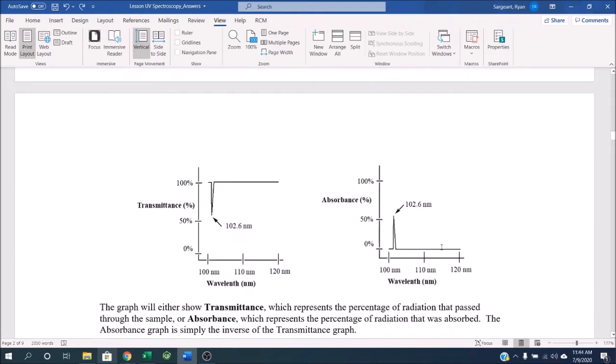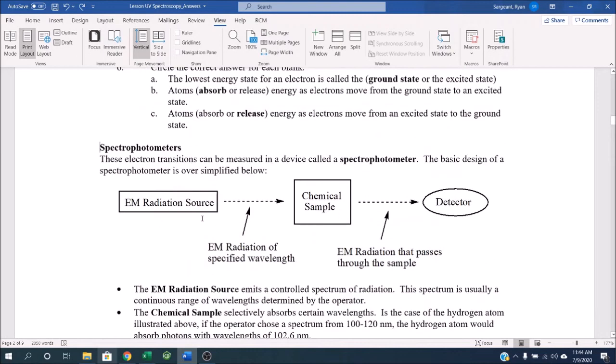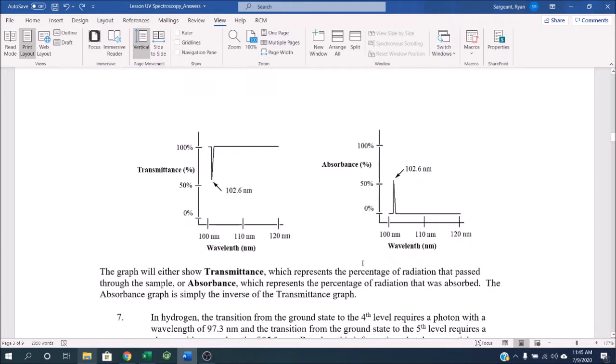Okay, so let's think about what a hydrogen atom would do inside of this type of setup. So we have an electromagnetic radiation source. It fires photons towards your chemical sample. The chemical sample is going to absorb some of those wavelengths, and then the resulting light will make it through to the detector without those waves of light that were absorbed by your chemical sample. Hydrogen specifically absorbs waves of light that have a wavelength of 102.6 nanometers.